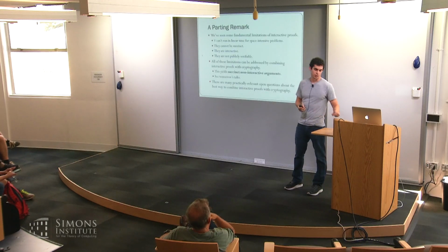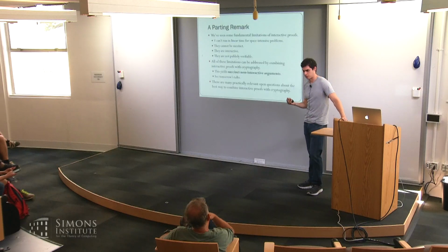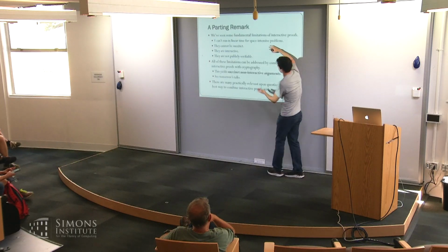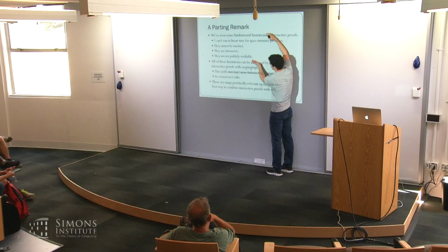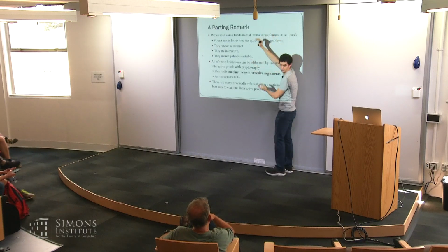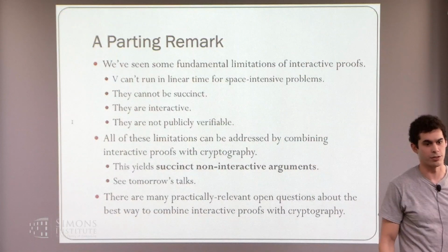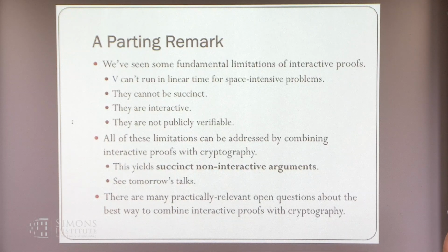Right. Versus what are called argument systems, which we're going to hear about tomorrow, where you can have something like the following: if the prover breaks your cryptosystem, then he can trick the verifier. Everything I say here about limitations of interactive proofs only comes up if it's statistically secure, which is what interactive proof refers to.